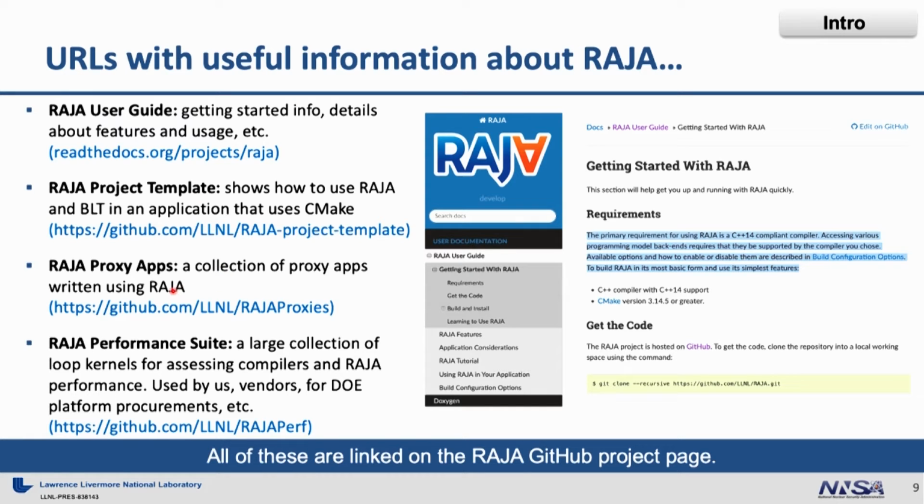And then the proxy apps repo is where some of our Lawrence Livermore applications are put, and they use RAJA. This is a way for our code teams to have a little bit of exposure to the outside world. And then finally, there's the RAJA Performance Suite, which is a set of benchmarks that help us look at how the compiler is working with RAJA, and it benchmarks the performance of RAJA.